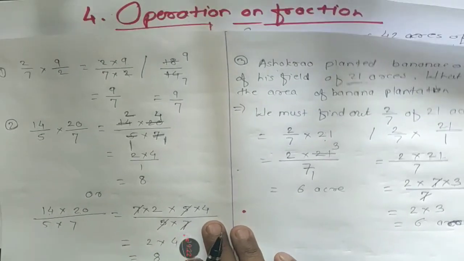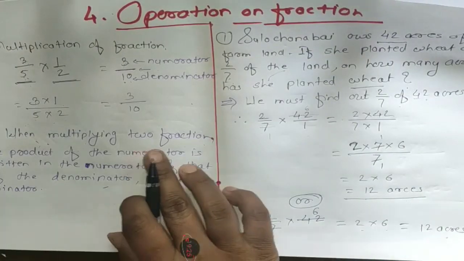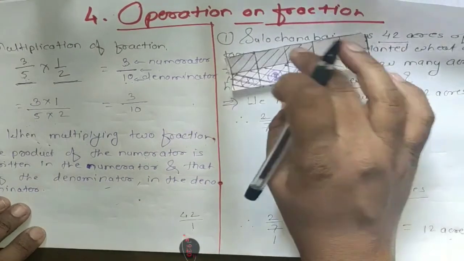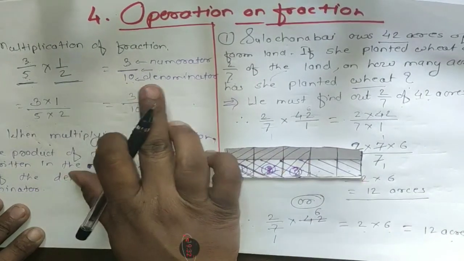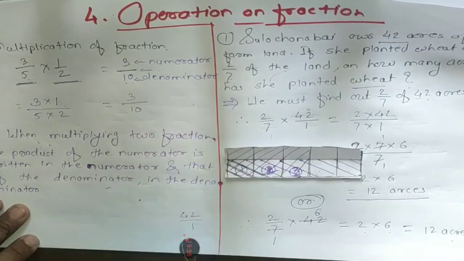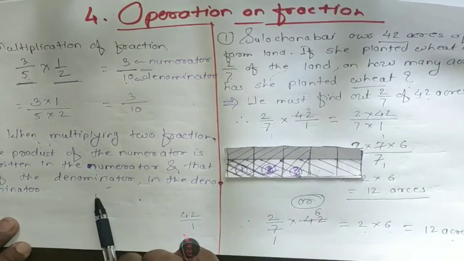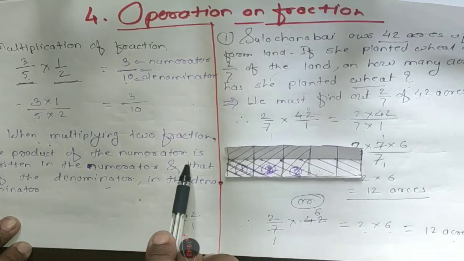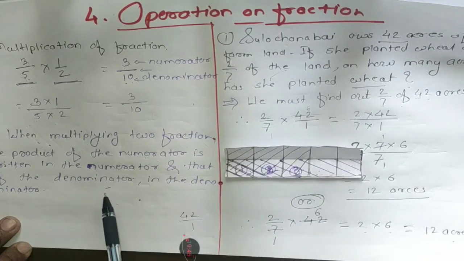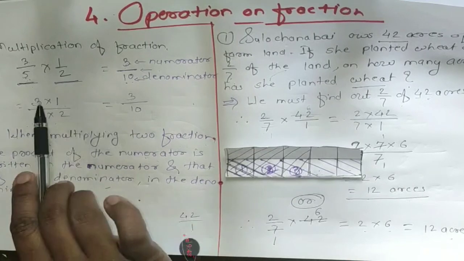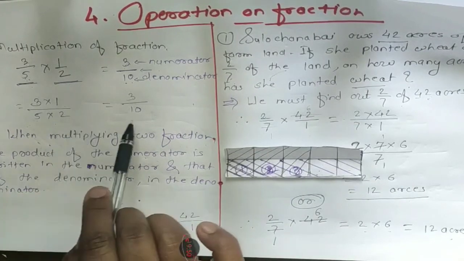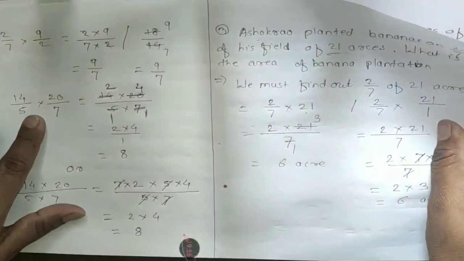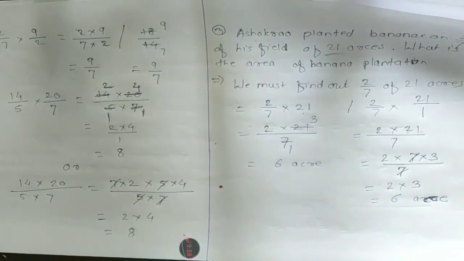So today we saw how to do the multiplication of fractions. For that we saw the activity, and by using this activity we solved the example. Afterwards we did multiplication also, and from this we found the definition of the multiplication of fractions. When multiplying fractions, the product of numerators is written in the numerator, and the product of denominators is written in the denominator. So here 3 1s are 3 and 5 2s are 10. Afterwards we solved some examples, and my own examples also I solved here.